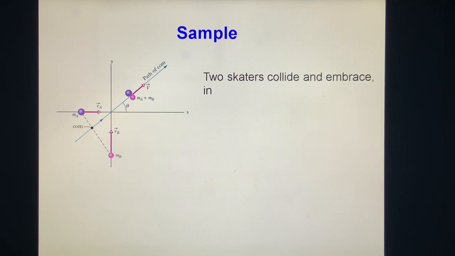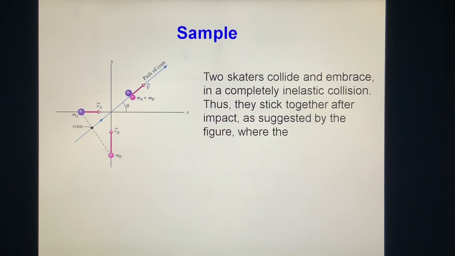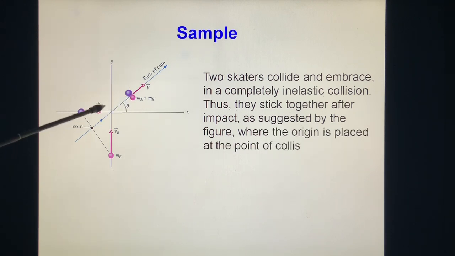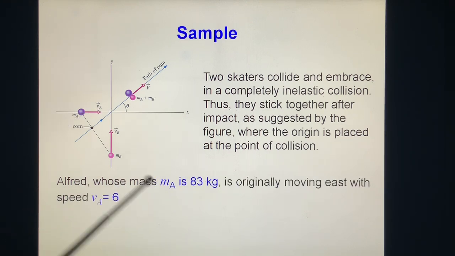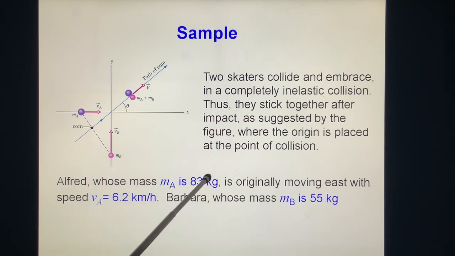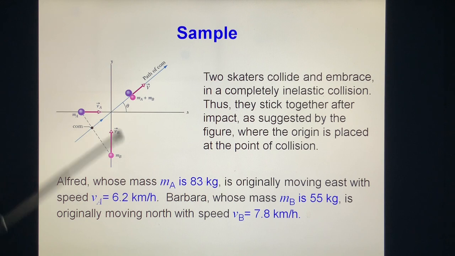Sample. Two skaters collide and embrace in a completely inelastic collision. Thus, they stick together after impact, as suggested by the figure, where the orange marks the point of collision. Alfred, whose mass MA is 83 kilograms, is originally moving east with speed VA of 6.2 kilometers per hour. Barbara, whose mass MB is 55 kilograms, is originally moving north with speed VB of 7.8 kilometers per hour.